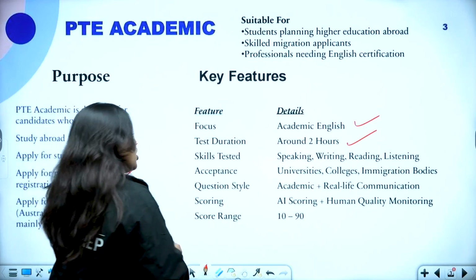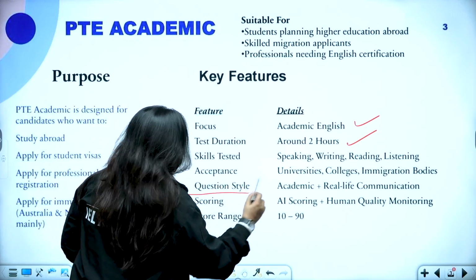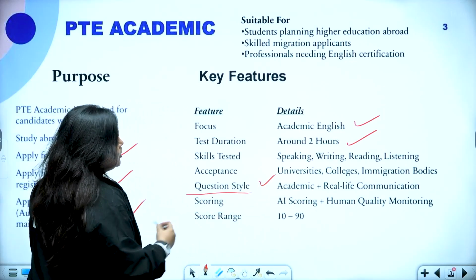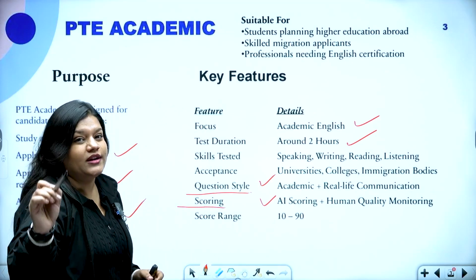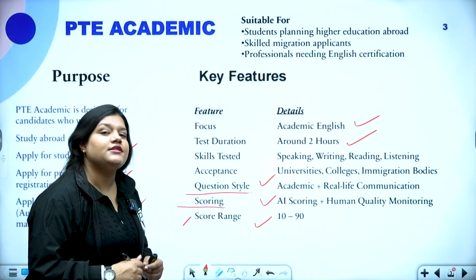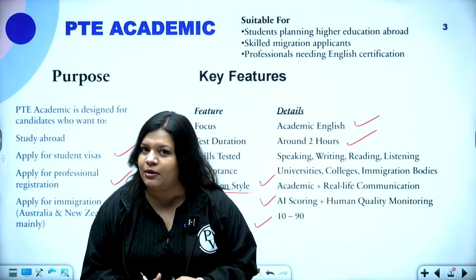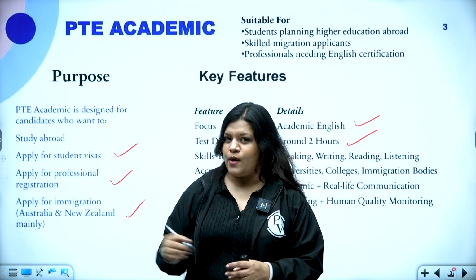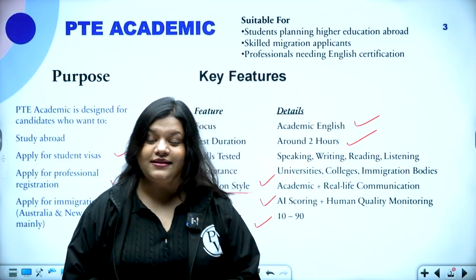Moving ahead, it is accepted by universities, colleges, and immigration bodies. Question style will be academic and real-life communication. Scoring will be entirely AI scoring with human quality monitoring. The score ranges from 10 to 90. Now, this is all about PTE Academic. To all those people who are willing to go for these purposes, you can always appear for the PTE Academic examination.